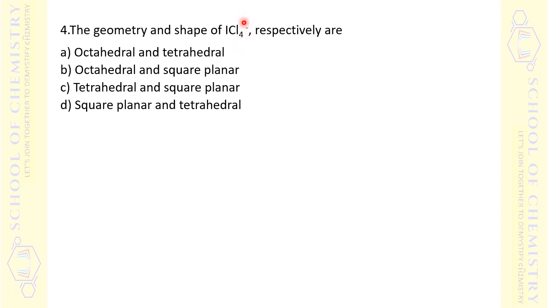So straight away, if I apply VSEPR theory to this species ICl4-, how can I deduce the shape as well as geometry of this particular molecule, that we shall see now, right? So the given species is ICl4-. So we need to identify the central atom first. As for which will be the central atom, usually the least electronegative atom will be the central atom. So here, between I and Cl, iodine being less electronegative, you can consider it to be the least electronegative atom. So that will be the central atom, so I, right?